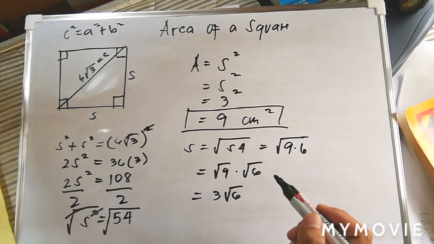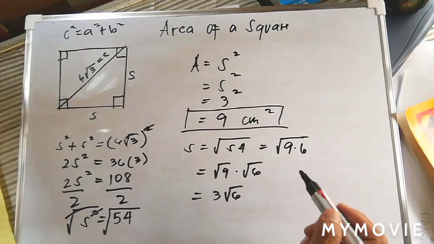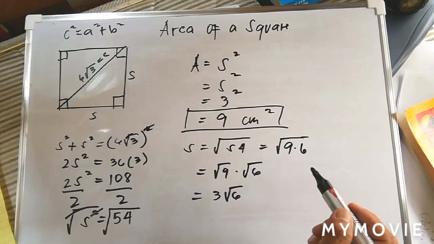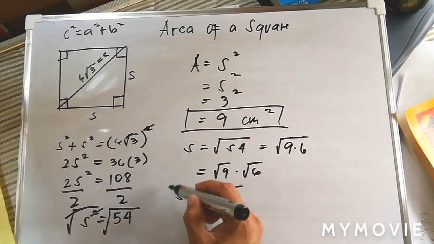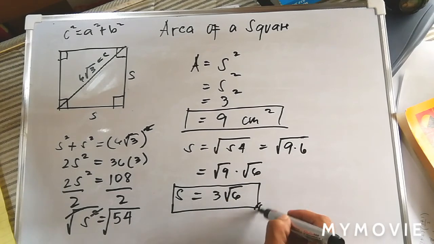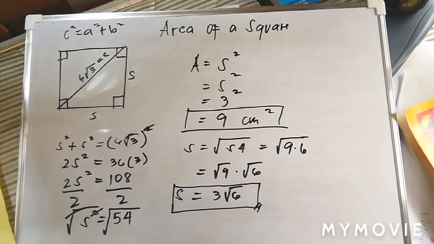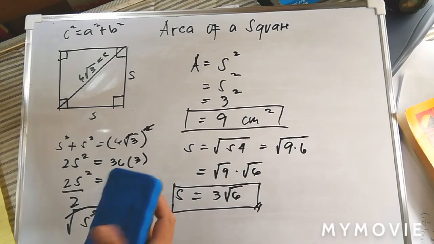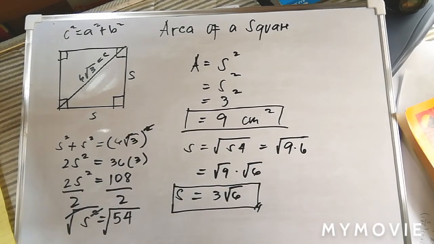So I think I'm right. This is the side. Since we already got the value of the side, we can now substitute it into the equation here.